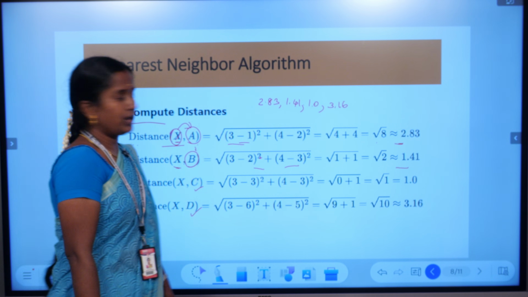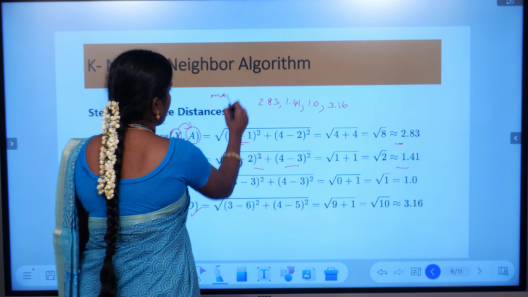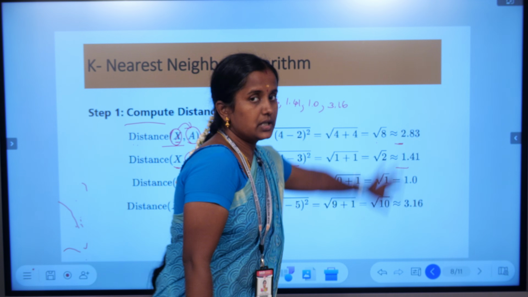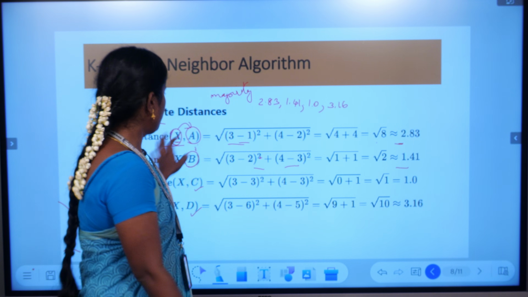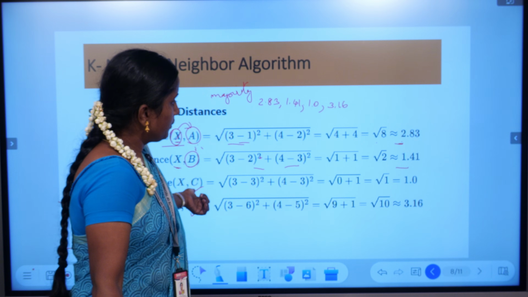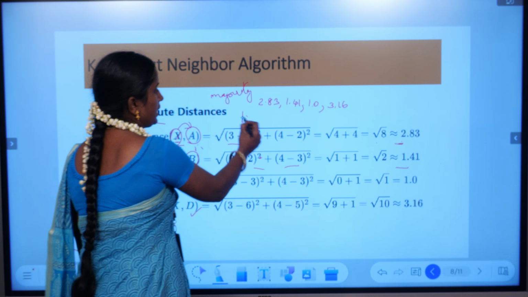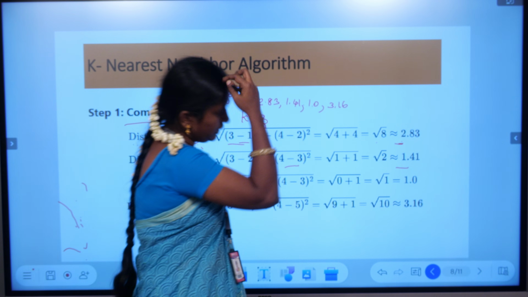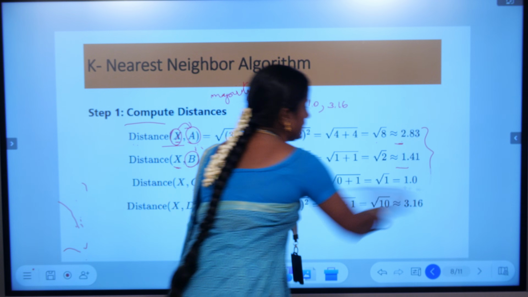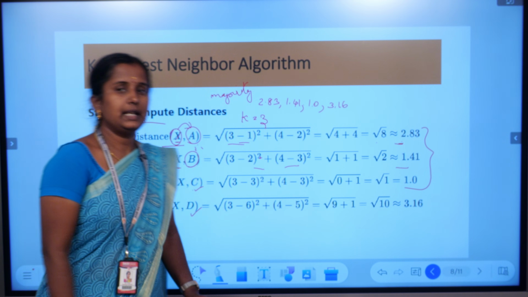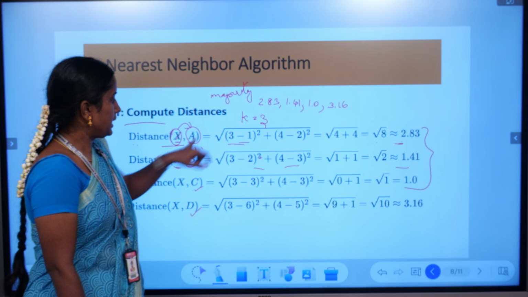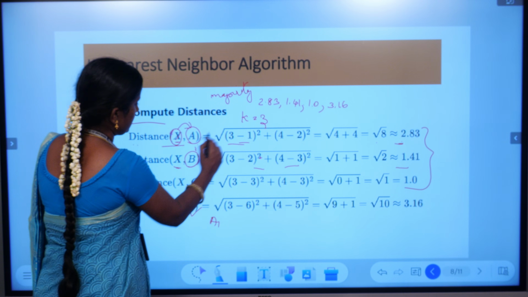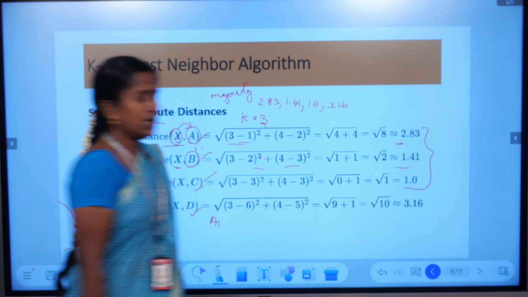So what do we have to do? Then we have to go for majority voting. Now we have calculated the distance for all the data points. A is 2.83. We have to go for K equal to 3, so we have to take the 3 least neighbors. Compared to all the 4, the least 3 are A, B and C. So these 3 data points have the least values.